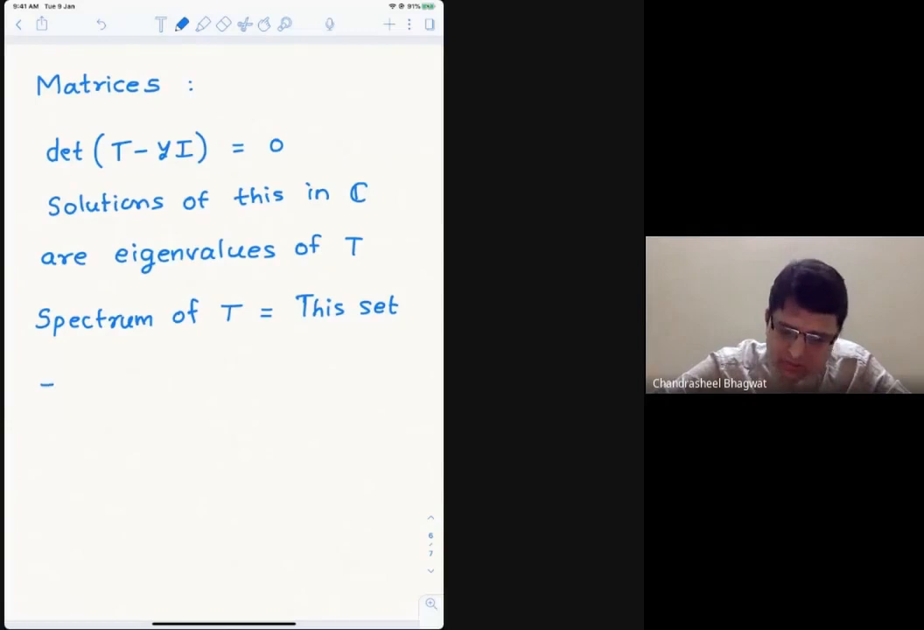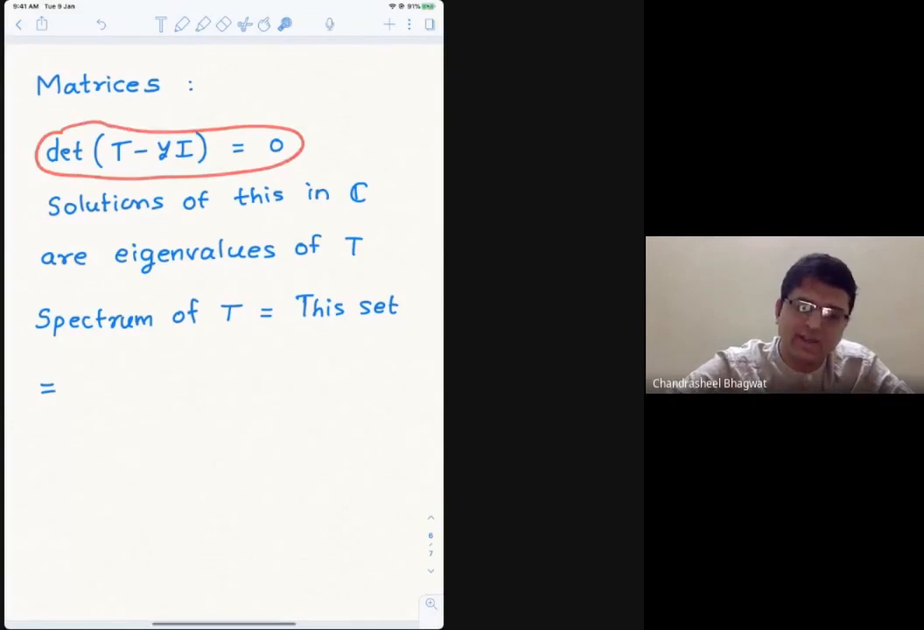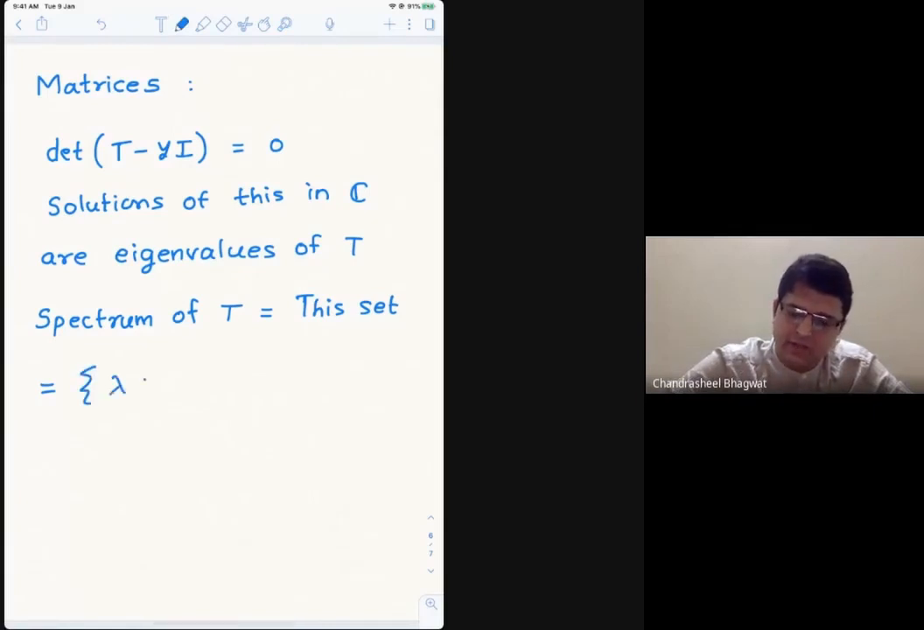And this is also, you can now think of inverting elements. Now the determinant being 0 is same as saying that you cannot invert. So let me write it. This is same as the set of all lambda such that T minus lambda I is not invertible.